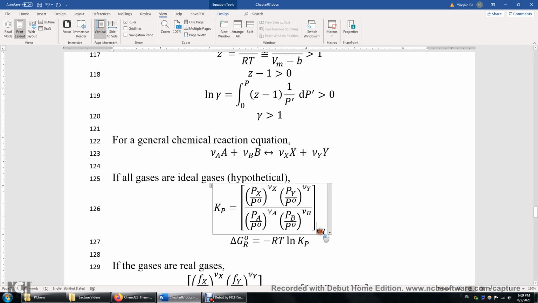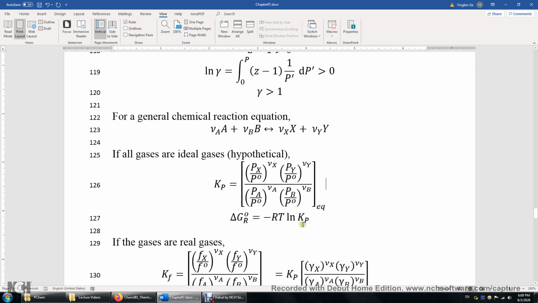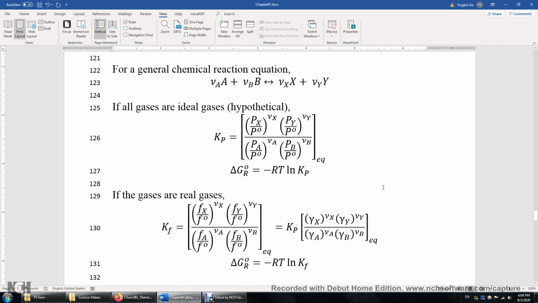Finally, we put this EQ in the subscript to emphasize this is the equilibrium partial pressures for X, Y, and B. And then we have this equation. The standard Gibbs energy of the reaction is equal to negative RT ln Kp. Again, these equations are for ideal gases. What if we are dealing with real gases? We need to modify the equilibrium constant.